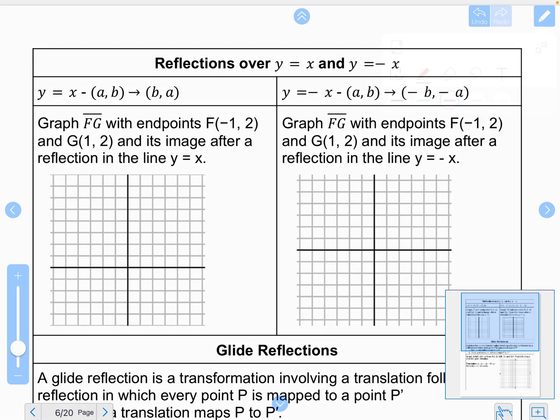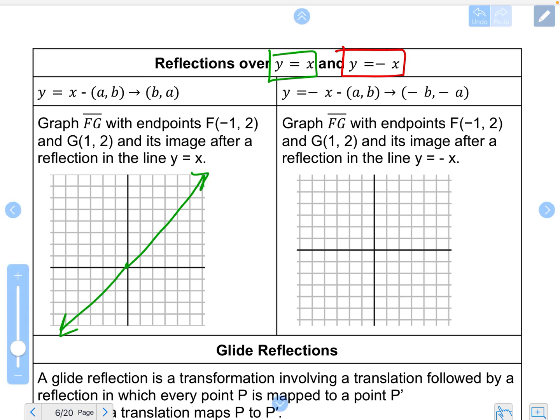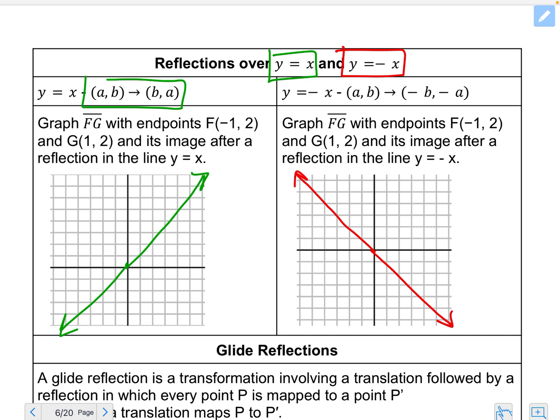All right, the other types of lines we have are y equals x and y equals negative x. y equals x is simply our perfect diagonal line. It's got a slope of 1 and a y-intercept of 0. And y equals negative x is a reflection of y equals x. It's got a slope of negative 1, and its y-intercept is 0. When we use our reflection for y equals x, we're simply going to flip the x and y terms. For y equals negative x, we're going to flip them and add a negative.